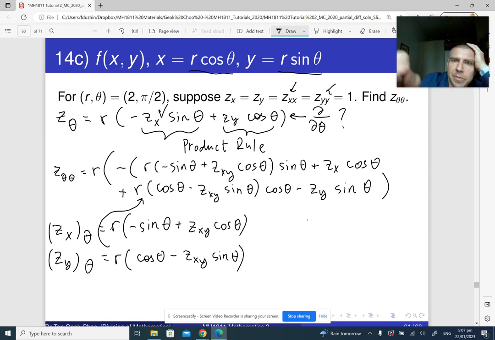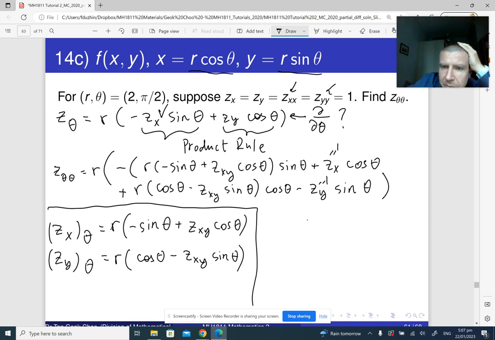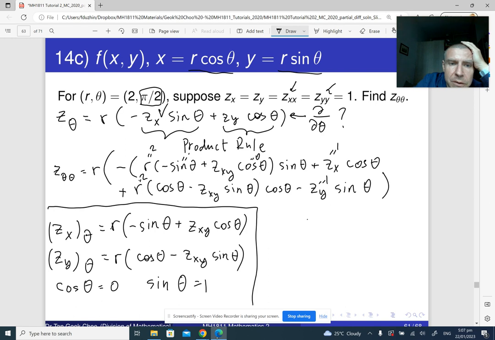Okay, then I guess I have to expand it, but what helps here is substituting the actual values. Notice that zx and zy equal 1. So zx is 1, zy is 1, which makes things easier to calculate. Another thing that we know is that r is 2, so this r is 2, this r is 2. And theta is pi over 2, which makes cosine theta equal to 0 and sine theta equal to 1. So each cosine theta here is really 0 and each sine theta is really 1, which is super convenient.